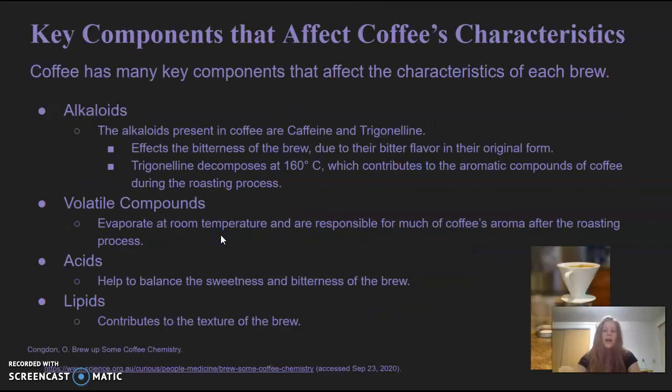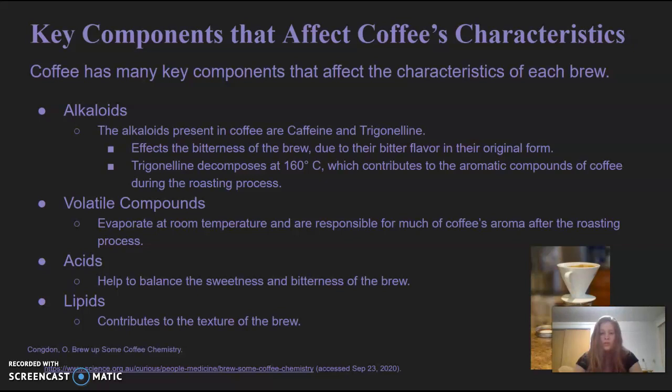According to Australian Academy of Science, coffee also has many key components that affect the characteristic of each brew. These components are alkaloids, volatile compounds, acids, and lipids. The alkaloids that are present in coffee are caffeine and trigonelline. These usually affect the bitterness of the brew because in the original form they have a very bitter flavor.